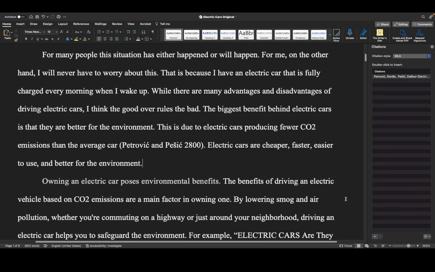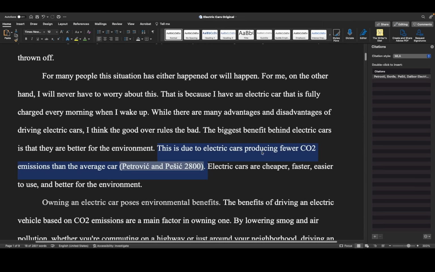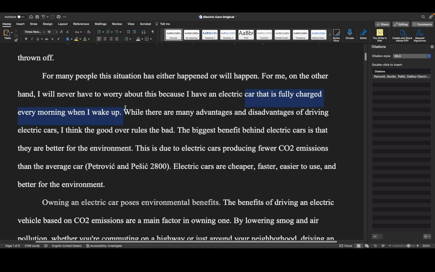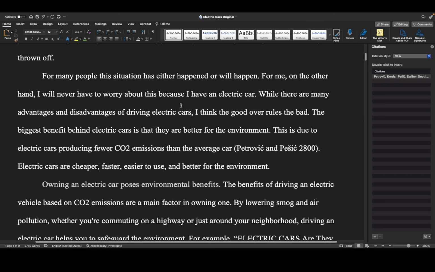Okay, now let's go back up to above the citation, because we have an issue with putting this information here too. So, "For many people, the situation has happened or will happen. For me, on the other hand, I will never have to worry about this because I have an electric car," I think is what we should probably say. This right here, "while there are advantages and disadvantages," that should be what the paper is about, right? The advantages, and that it's overruling the bad. Again, we don't want to say, hey, I'm going to tell you about all this stuff, but not right now, you have to wait on it. I think there's some confusion sometimes that that's what an introduction is, just foreshadowing things. And it can help if you are laying out a specific structure like we do with this, right? So we can expect to see arguments about these individual things. But just to say very vaguely that there's advantages and disadvantages doesn't tell us very much.